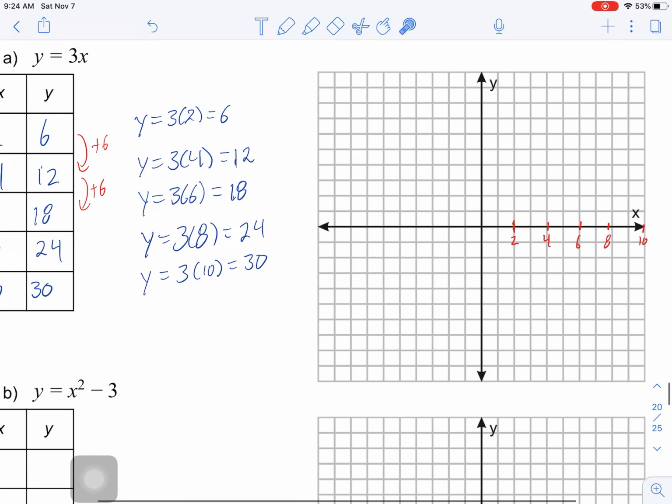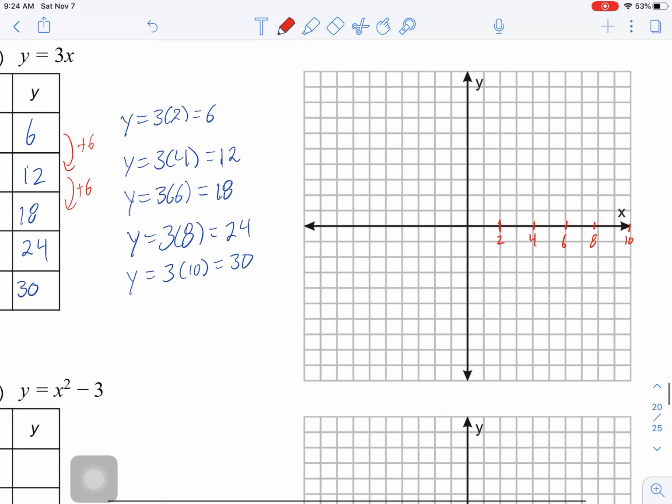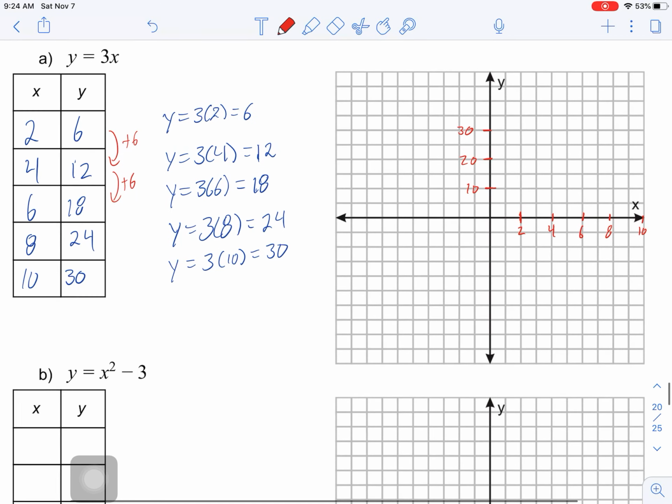And here we have to get all the way up to 30. Okay, so let's figure out what we need to go up by. So I probably am going to go up by 5s every second point. So 5, 10, 15. Well, that's not even going to work. So again, sometimes it's some trial and error. So let's go up by 10. So 10, 20, 30. Okay, so there might be a bit of estimating, but that's okay.